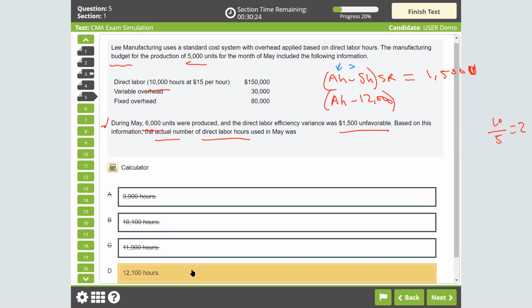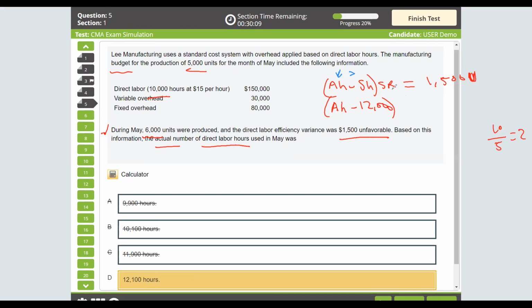So if I were doing this on a CMA, I'm not going to move on to solve anything. I would just choose D, which is the correct answer, and move on. But for the sake of verifying that it is really the correct answer, I'm going to solve it for you to see. So the standard rate is $15 right here, $15, everything equal 1,500.